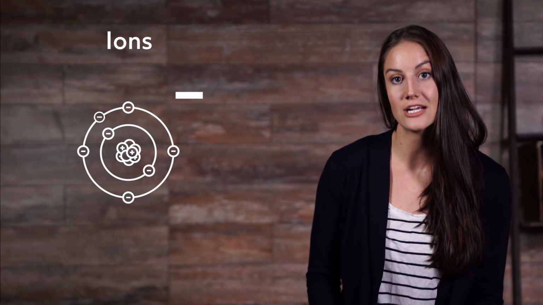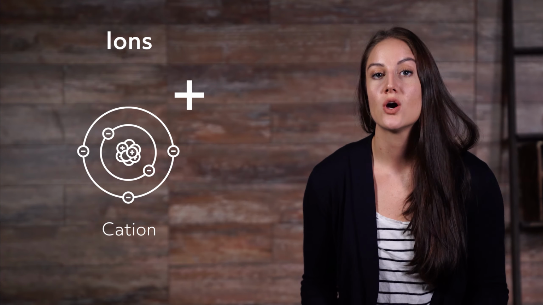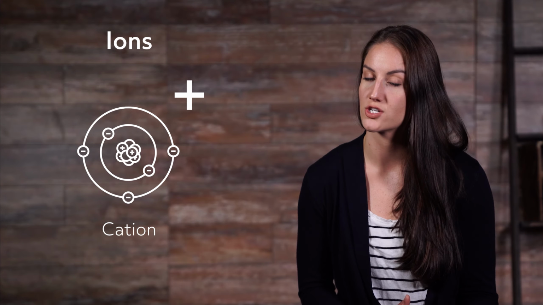It is either negatively charged because it has an extra electron, or it is positively charged because it is missing an electron and therefore has more protons than electrons. An atom that has had an electron stolen and in effect has more protons than electrons is called a cation. So a cation is a positively charged ion. An atom that has stolen an electron and therefore has a negative charge is called an anion. Let's look at some examples.